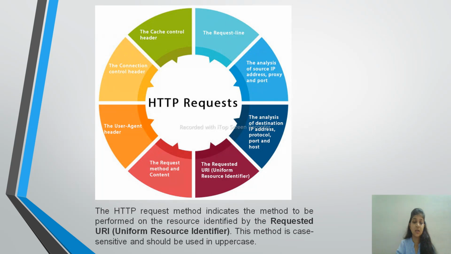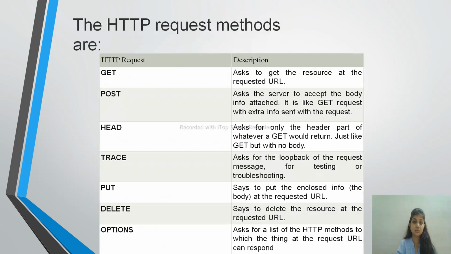Here is a diagrammatic representation which we studied earlier of HTTP request. The HTTP request method indicates the method to be performed on the resource identified by the requested URI. This method is case sensitive and should be used in uppercase. The HTTP request methods are GET, POST, HEAD, TRACE, PUT, DELETE, OPTIONS.